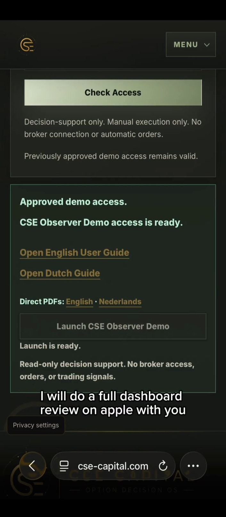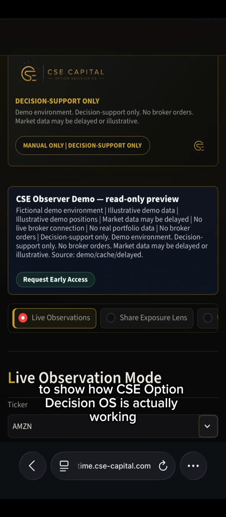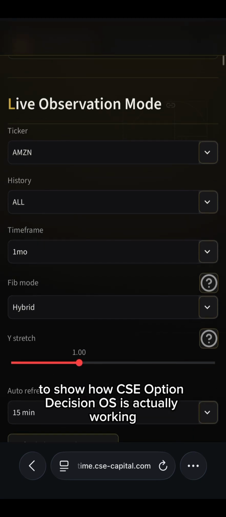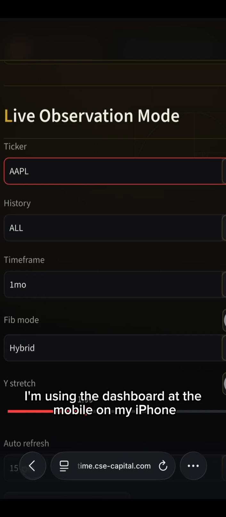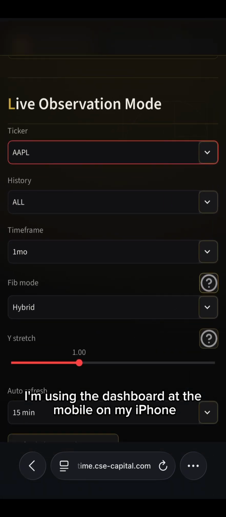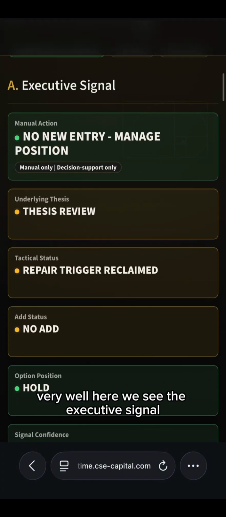Today I will do a full dashboard review on Apple with you to show how CET Option Decision OS is actually working. As you can see, now I'm using the dashboard on mobile, on my iPhone. This is also working very well.